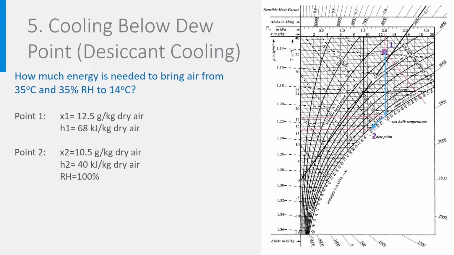To go to 14 degrees, cooling along the saturation line is needed, which also means that air is dehumidified. Water vapor is condensed to water and must be drained away. This is also called desiccant cooling. The final point, point 2, is at 14 degrees on the saturation line. At that point, the relative humidity is 100%, the absolute humidity is 10.5 gram per kilogram, and the enthalpy is 40 kilojoule per kilogram dry air. The needed cooling is the difference in enthalpies, which is 68 minus 40 is 28 kilojoule per kilogram dry air.